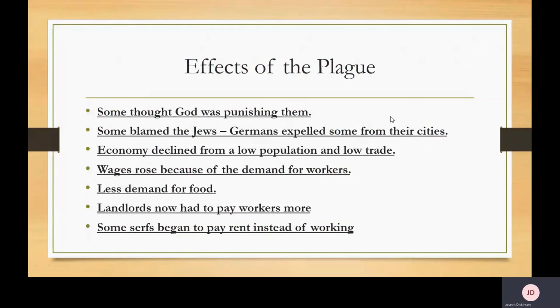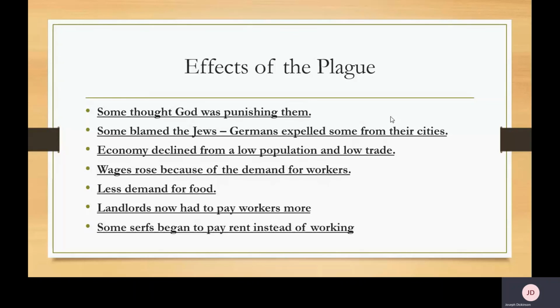So people aren't able to make as much, they're not able to trade as much, so the economy is not going to do well. Wages rose, how much people are paid, because it's such a dangerous time to be working that people are like, look, if I'm going to go out there and work, I want to be paid for it. Think of it like hazard pay right now. Less demand for food because there's not a lot of people going around to eat, so there's not a need for food. Landlords now had to pay workers more.